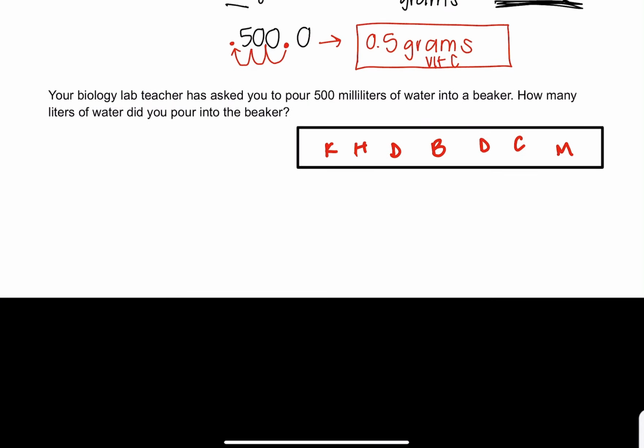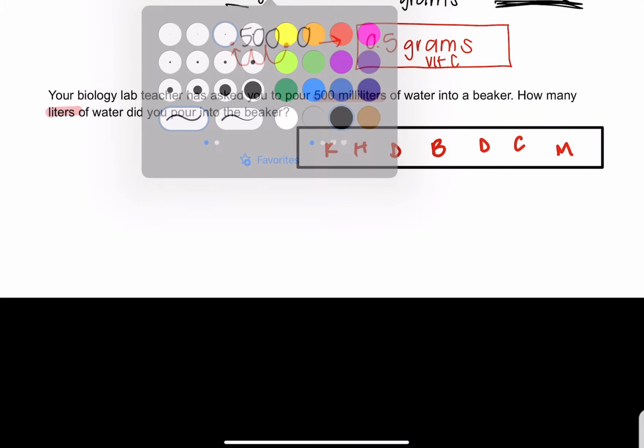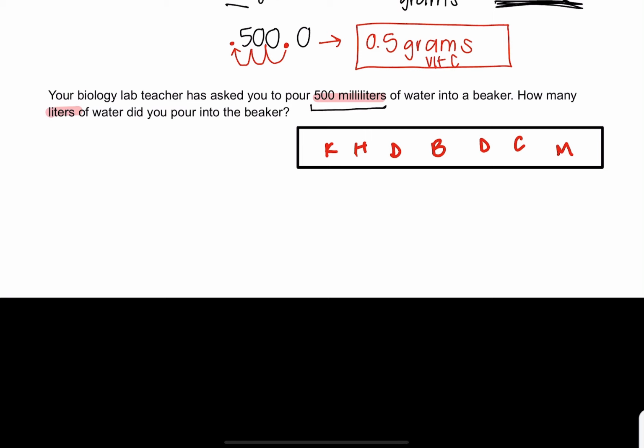Our second problem states, your biology lab teacher has asked you to pour 500 milliliters of water into a beaker. How many liters of water did you pour into the beaker? So our first value, something that we know, is 500 milliliters of water. And they want us to put it in liters. So we know here that we have to do another conversion. So I'm going to write down our unit that we know, 500 milliliters. And we want to end in just liters.